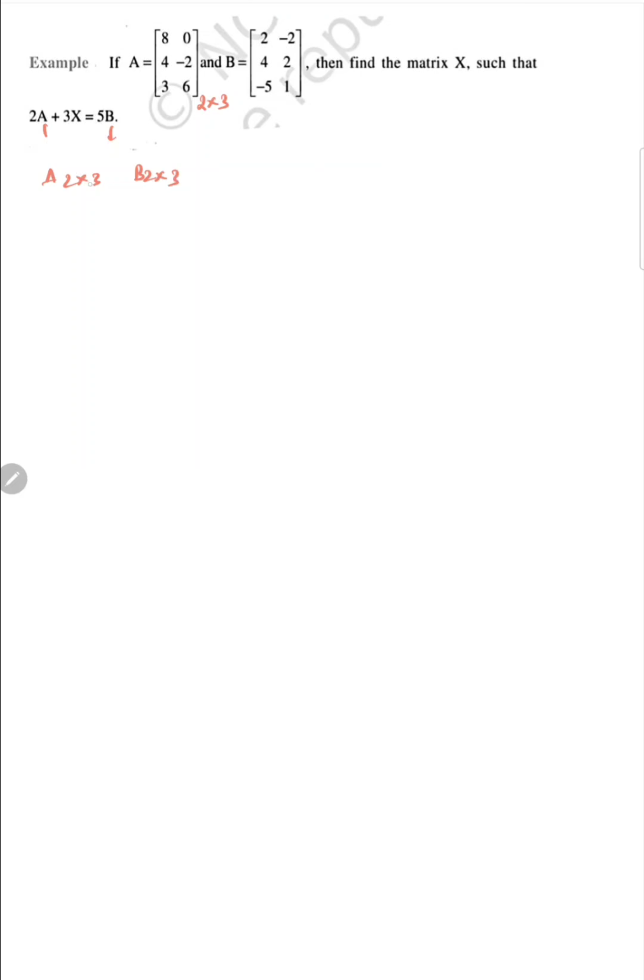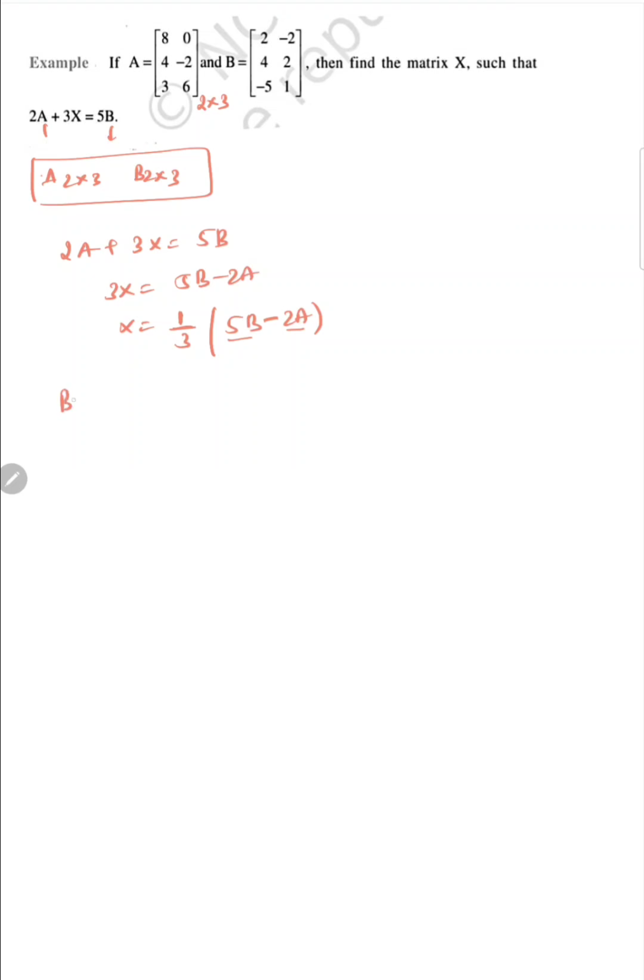Therefore, we can add the multiples of A and B, or we can subtract them. We are supposed to find X, therefore we rewrite the equation 2A plus 3X is equal to 5B. 3X is equal to 5B minus 2A. Therefore X is equal to 1 by 3 of 5B minus 2A. So in order to get X, first we have to find 5B and 2A, perform the operation of difference, and then scalar multiplication of that matrix.